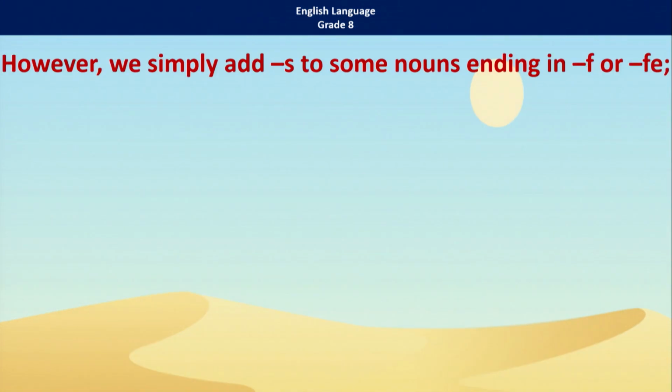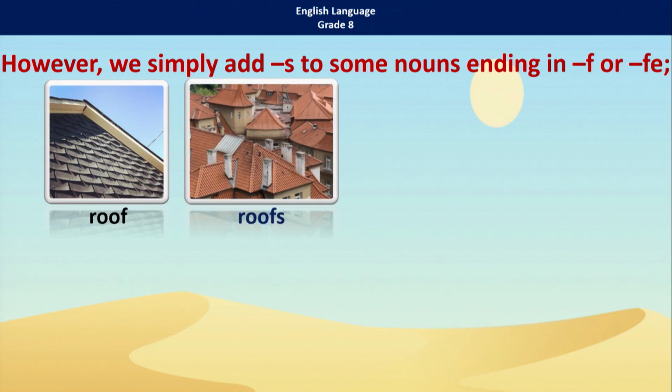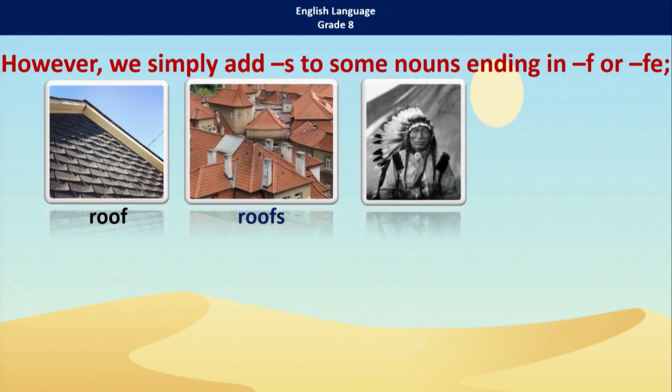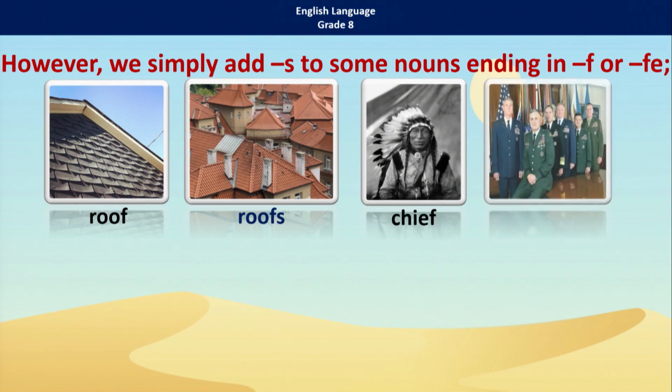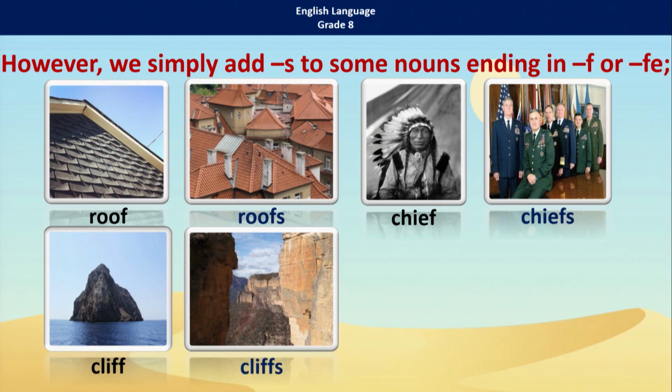However, we simply add S to some nouns ending in F or FE. Roof, roofs. Chief, chiefs. Just add an S, not like the earlier examples. Here we are just adding an S there, though the last letter is F. Of course. Cliff, cliffs.